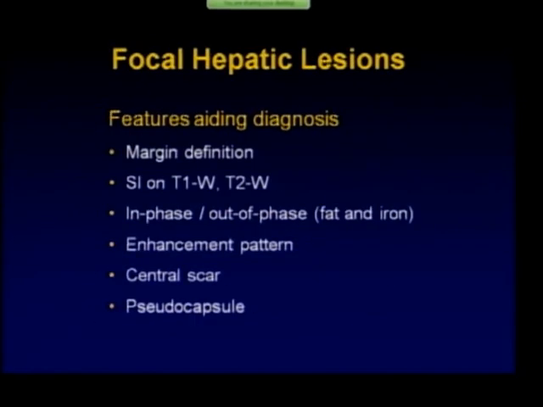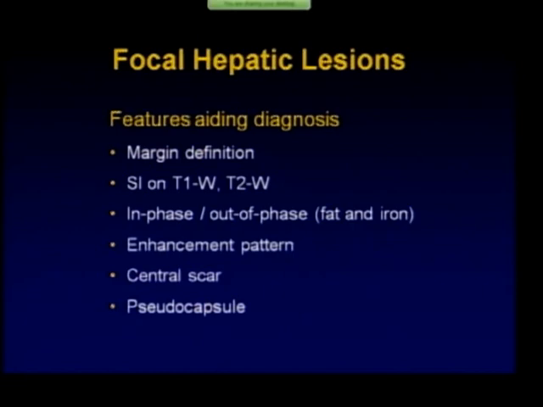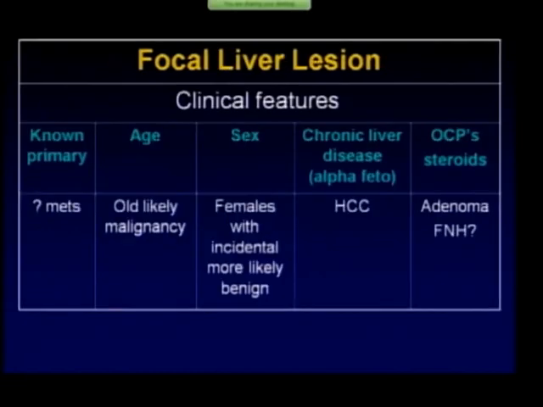So talking about focal hepatic lesions and the features that aid diagnosis: margin and definition, signal intensity on T1 and T2 weighted images, in and out of phase images to assess for fat or iron within the lesion, enhancement pattern, central scar, and pseudocapsule. Clinical features that can help: if there is a known primary, we suspect metastasis.